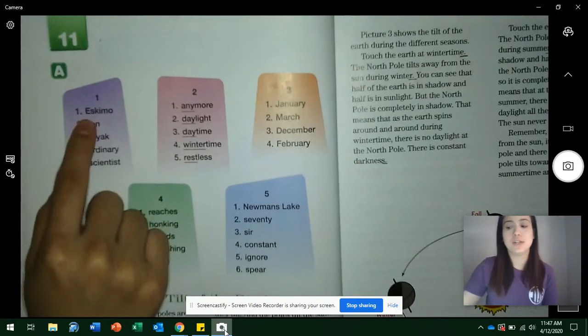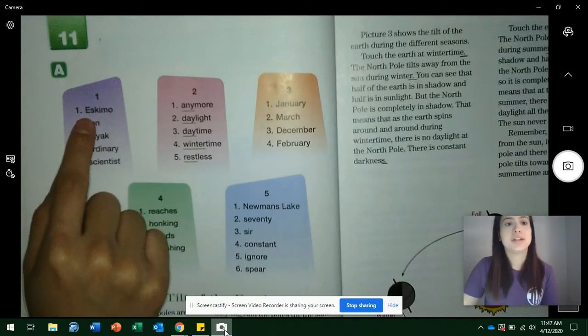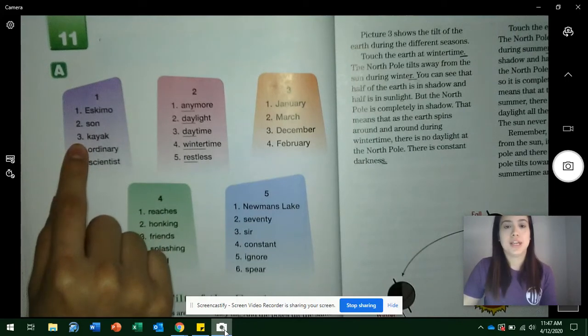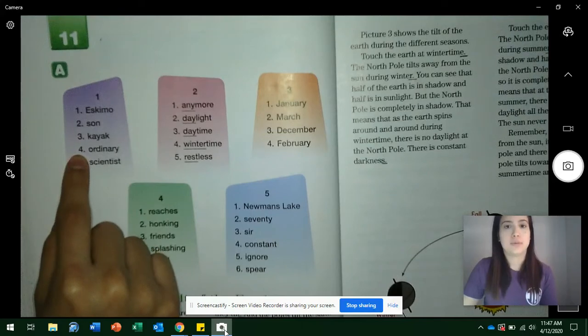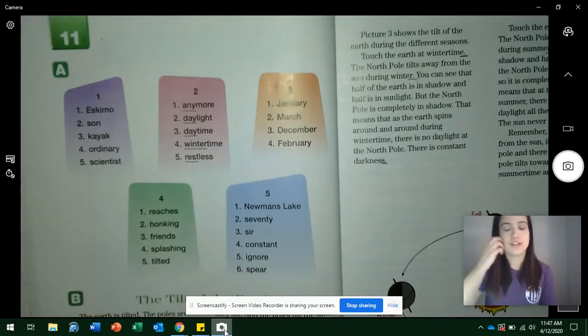Awesome. Now let's go ahead and read those words again the fast way. Word one. What word? Word two. What word? Word three. What word? Word four. What word? Word five. What word? Good job.